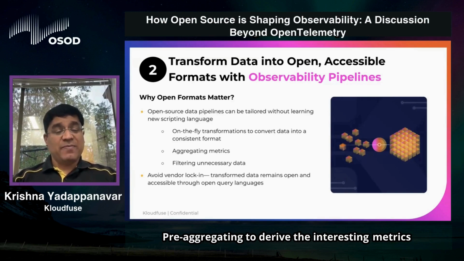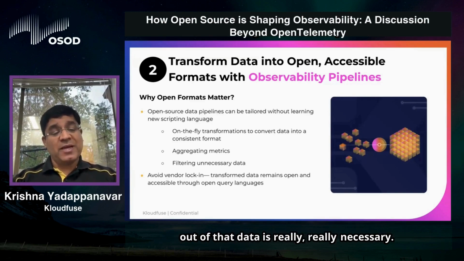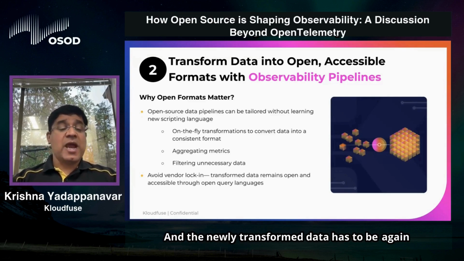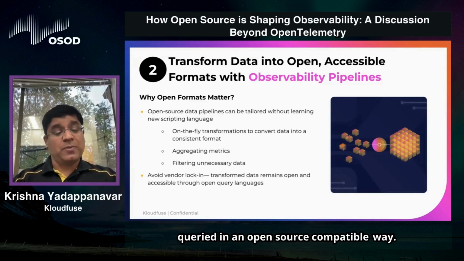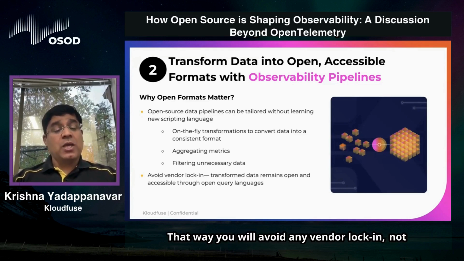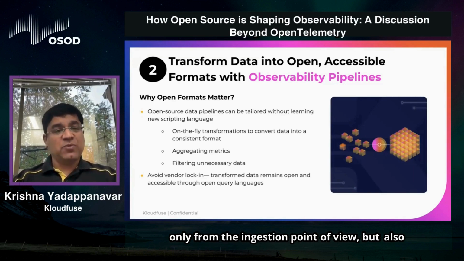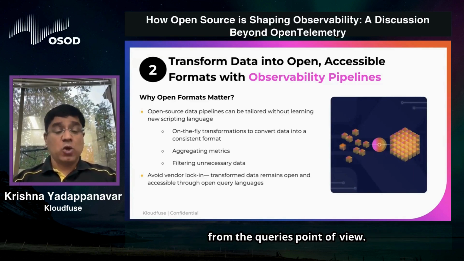Pre-aggregating to derive the interesting metrics out of that data is really necessary. And the newly transformed data has to be again stored in an open source compatible way and queried in an open source compatible way. That way, you will avoid any vendor lock-in, not only from the ingestion point of view, but also from the queries point of view.